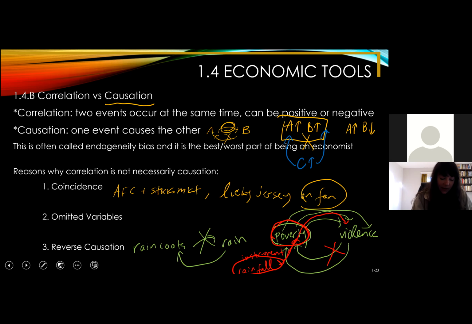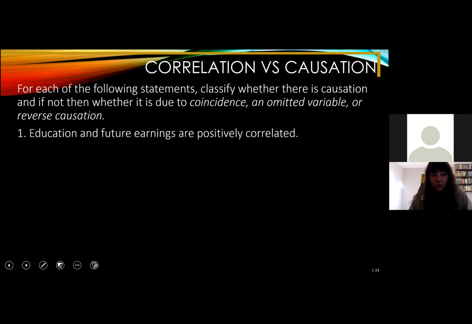Let's check and see whether you understand it. So I'm going to walk you through these examples, and then I'm going to give you one of your own. So here I'm going to give you a correlation, and you're going to tell me whether you think there's causation, and if there's not, whether it's due to coincidence, omitted variable, or reverse causation.